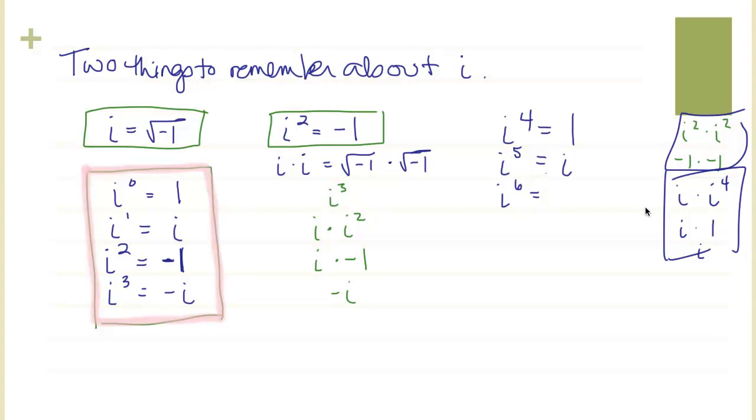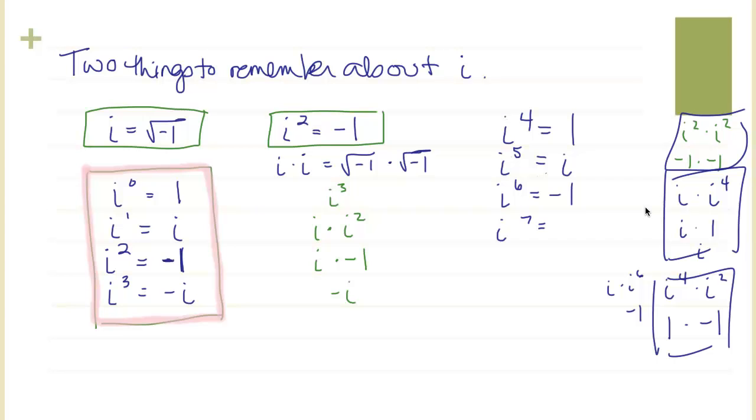i to the sixth, let's get those out of the way. I could think of it as i to the first times i to the fifth, or i to the fourth times i to the second. I like i to the fourth times i to the second. I could think of it as i to the third times i to the third. But anyway, remember, if we add the exponents, we get 6. What's i to the fourth? Very easy. What's i to the second? Very easy. So what's i to the sixth? -1. i to the seventh is i times i to the sixth. i to the sixth is -1 times i, so it's -i.